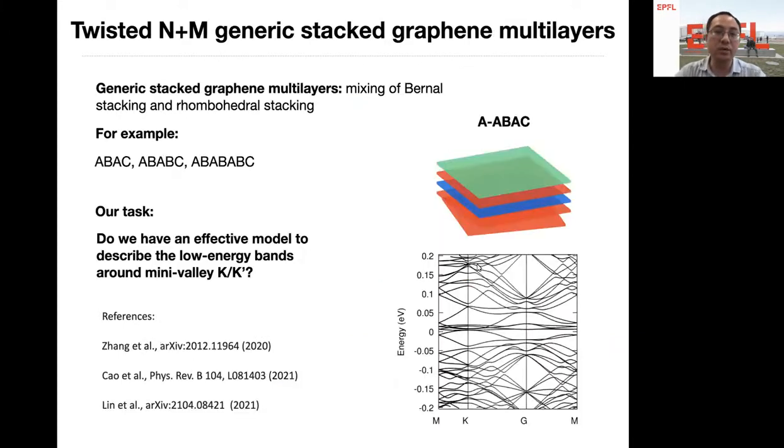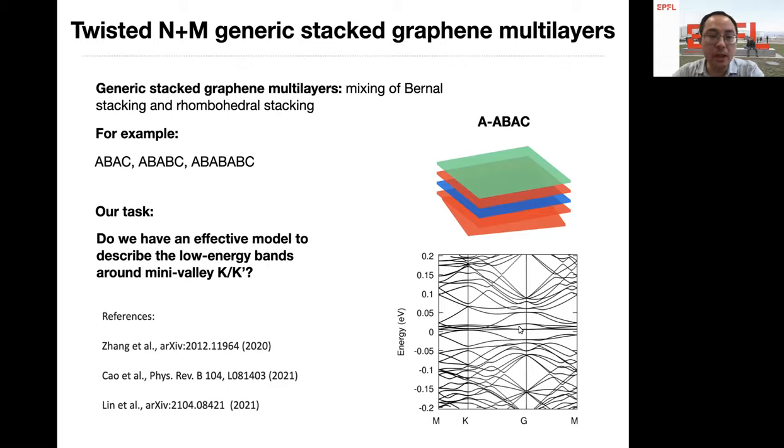A straightforward question is: what is the band structure for M plus N generic stacked graphene multilayers? And what are generic stacking graphene multilayers? It's a mixing of the Bernal stacking and the rhombohedral stacking. Here we don't talk about the AA stack because it's not energetically stable. For example, here it's ABAC or A-ABAC. This is a Bernal stacking. This is a rhombohedral stacking. And if you put them together, it's like this. If you look at the band structure, it's also mixed: a mixing of the flat band and some Dirac states.